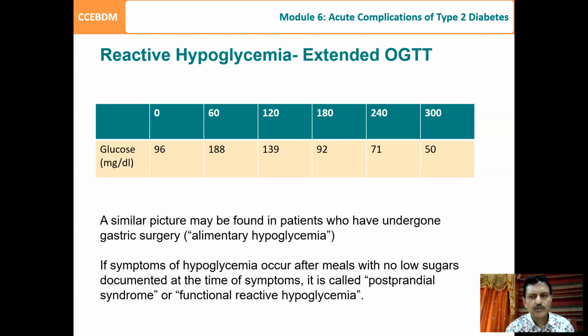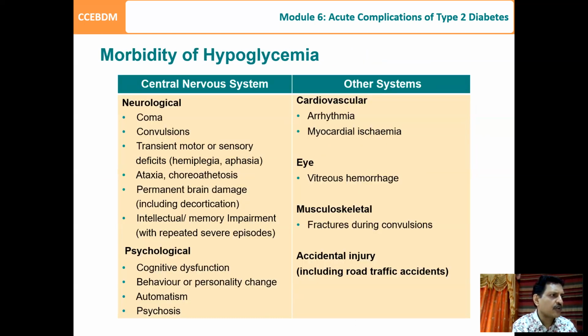This symptomatic hypoglycemia occurs 3 or 4 hours after the meal, and we have to treat the patient by asking them to take small meals at frequent intervals. So the morbidity of hypoglycemia is considerable. There may be some neurological issues like coma, convulsion, transient motor or sensory deficit, ataxia. There may be a possibility of permanent brain damage, intellectual damage. There may be psychological issues of cognitive dysfunction, automatism, psychosis.